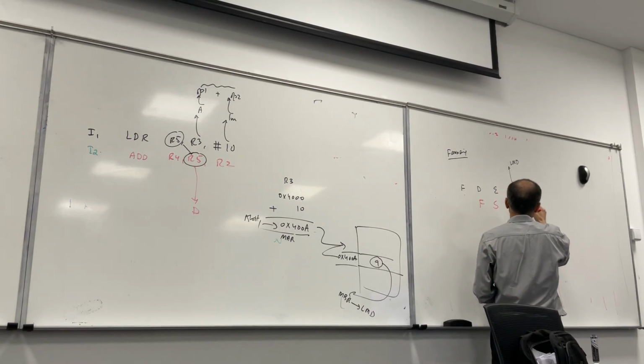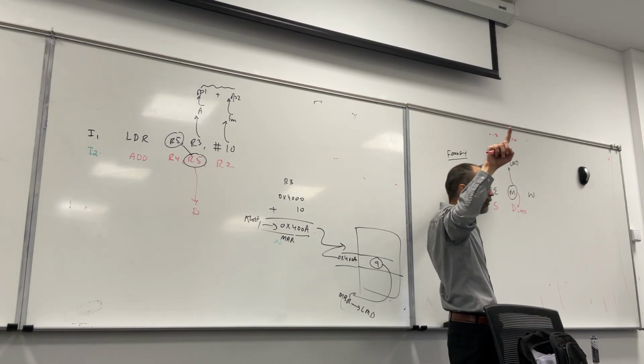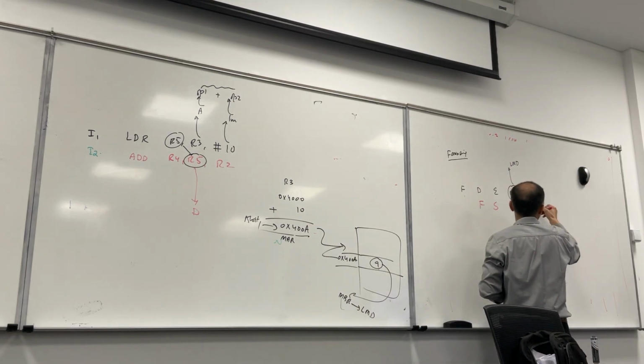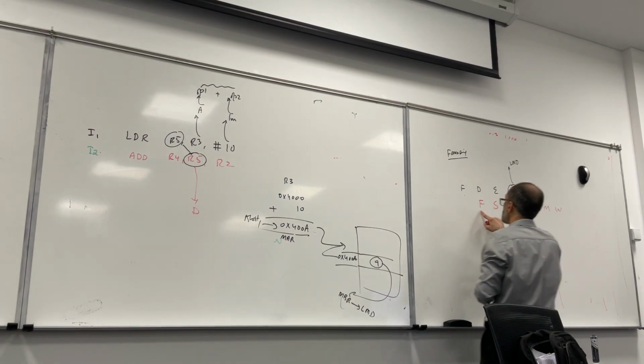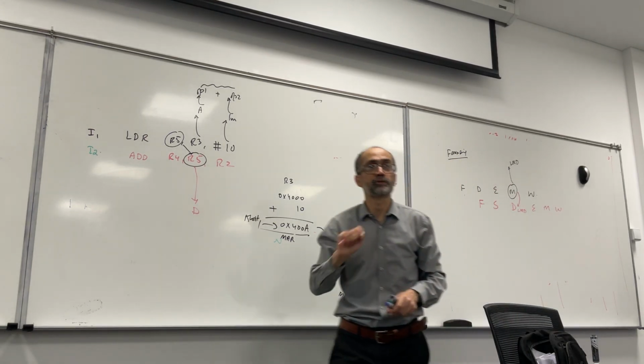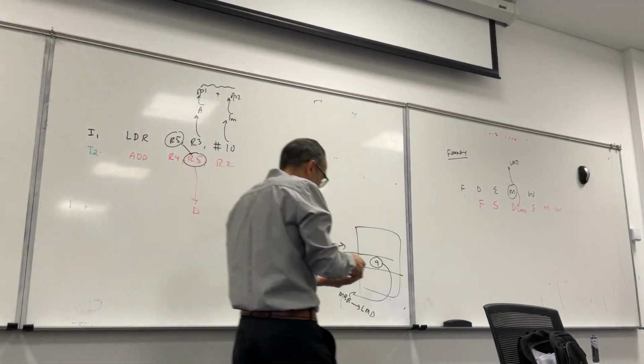LMD. Please remember, it is with forwarding from LMD here. Then we have execute, then memory, and then write back. How many clock cycles? 1, 2, 3, 4, 5, 6, 7. 7 clock cycles. Any question? Now we are considering the case of no forwarding.